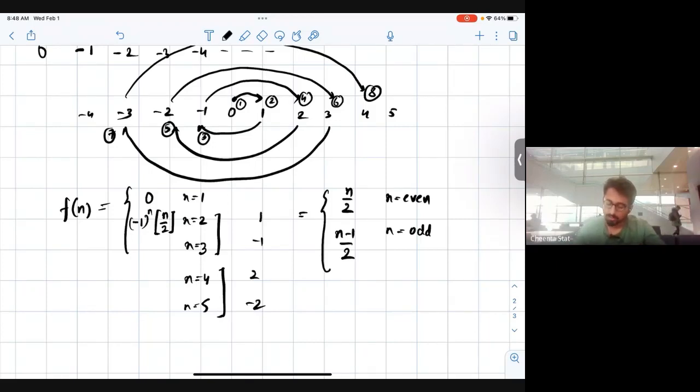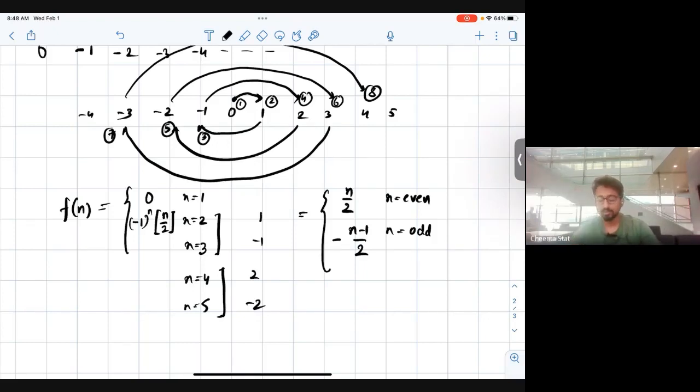For 3, it is not this, but it's minus of this. For 3, you're getting minus 1. For 5, you're getting minus 2. That means you're subtracting 1 from the odd number, dividing by 2, and multiplying by minus 1.